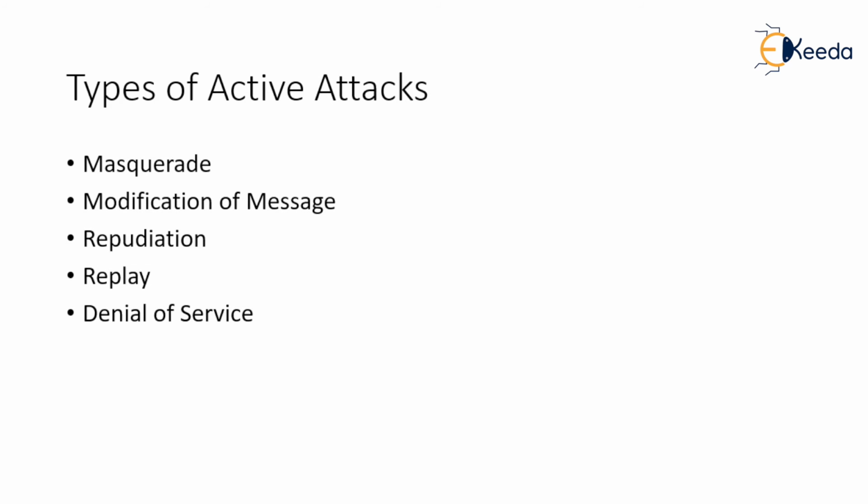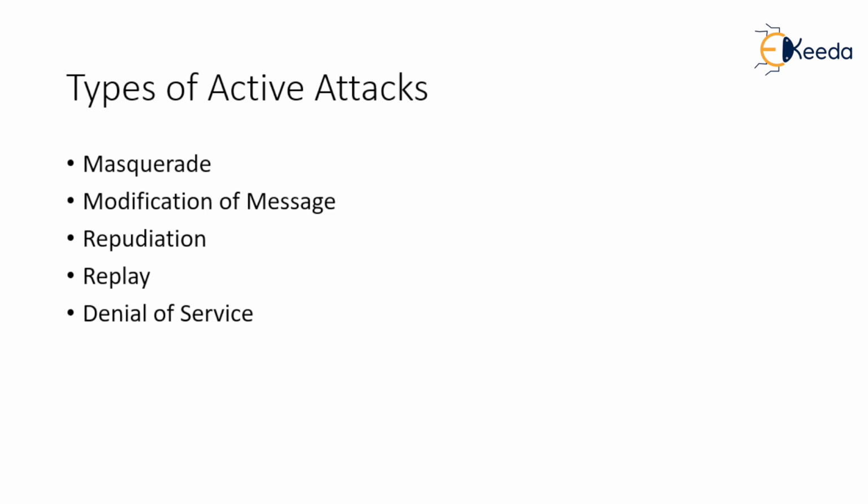These are the different types of active attacks. They are of five different types. First is masquerading. Second is modification of message. Third is repudiation, then replay, and the denial of service.